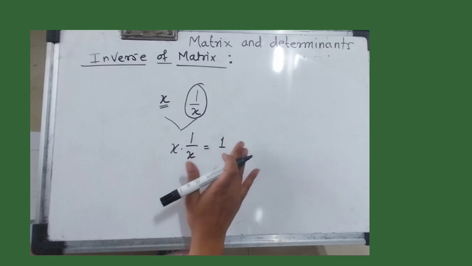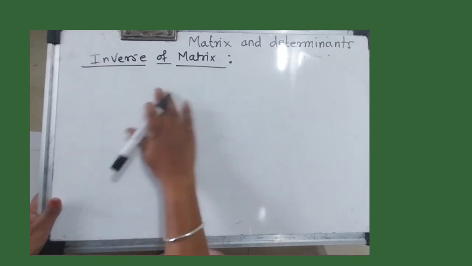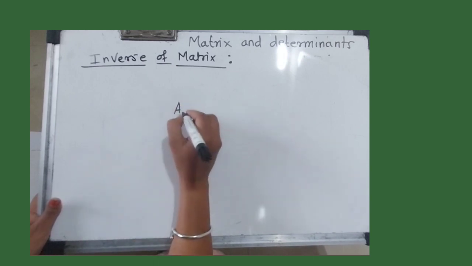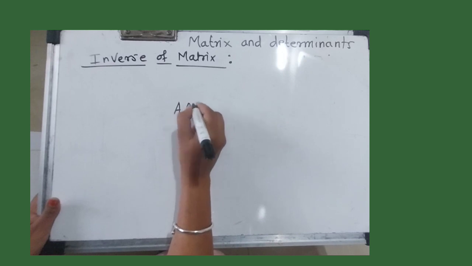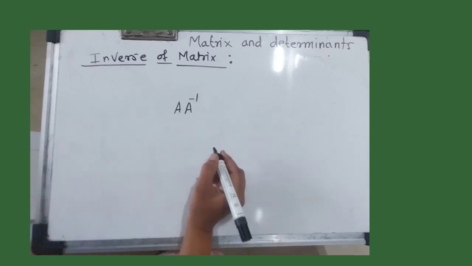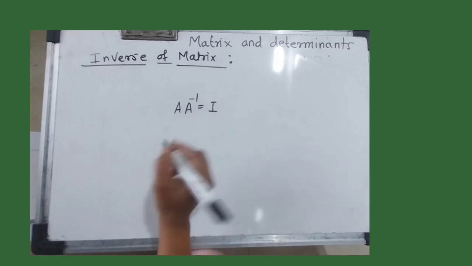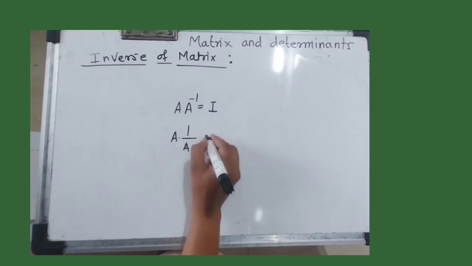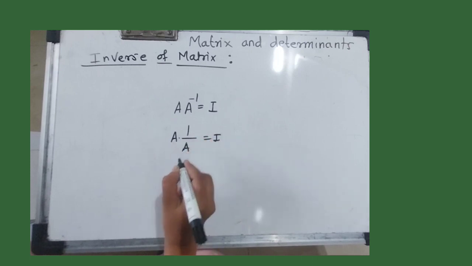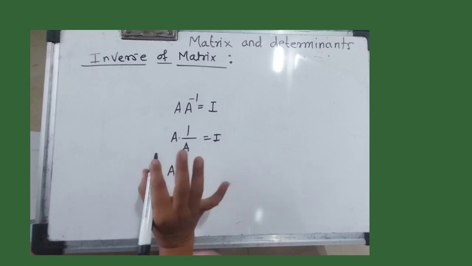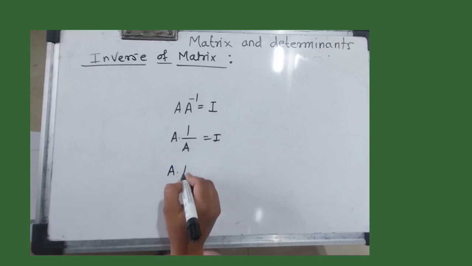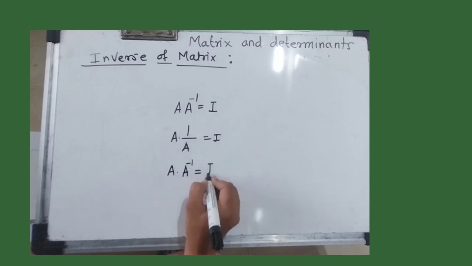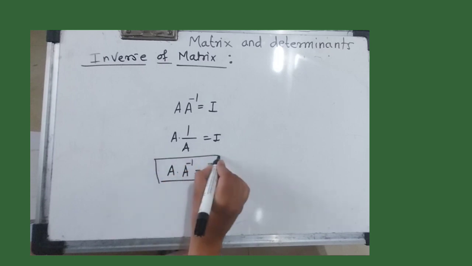Okay. In a matrix, we say that if A matrix and its inverse, we denote it as A inverse like this, equal to I. How is it? A into reciprocal of A, that is 1 upon A, equal to I. A means what? A. 1 upon A means A raised to minus 1. So A into A inverse is I.